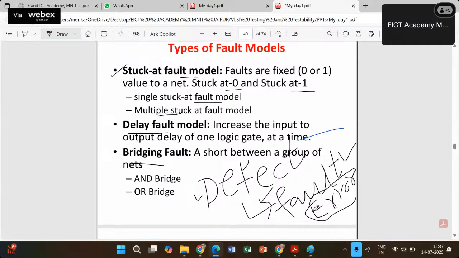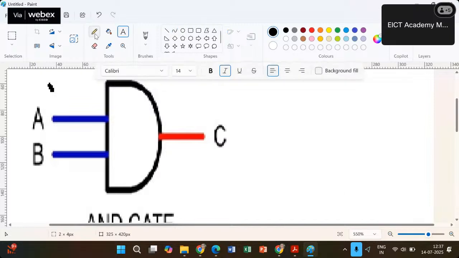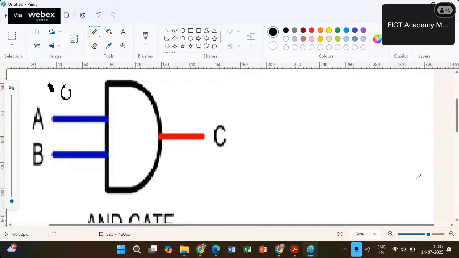So let us discuss exhaustive stuck-at faults in this particular two input AND gate. I hope my screen is visible, right? Thank you, sir. So I can have 0 or 1 at input A. Likewise, I can have 0 or 1 at input B. And likewise for the third one, the output, I can have 0 or 1 at output C.